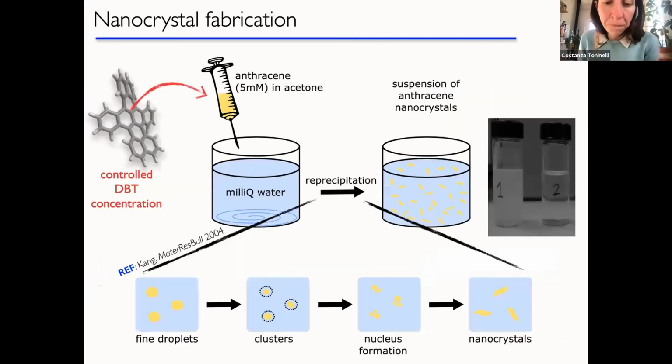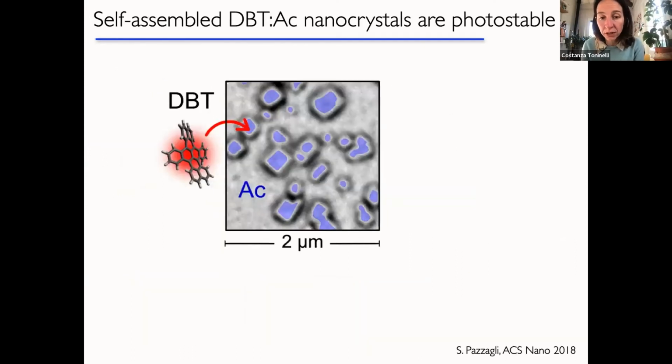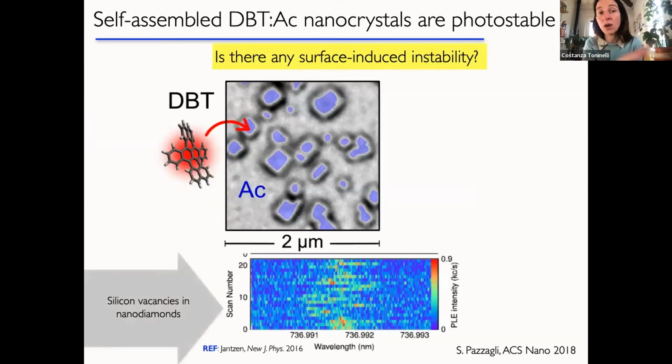So we developed our own reprecipitation technique to get these nanocrystals. Maybe there's no need to discuss this in detail. One point, and the nice thing, is that now everybody is doing nanocrystals, everybody working on molecules is working on these nanocrystals.